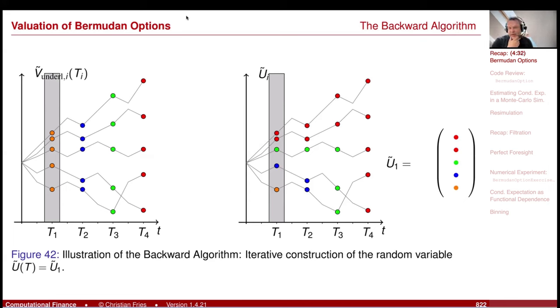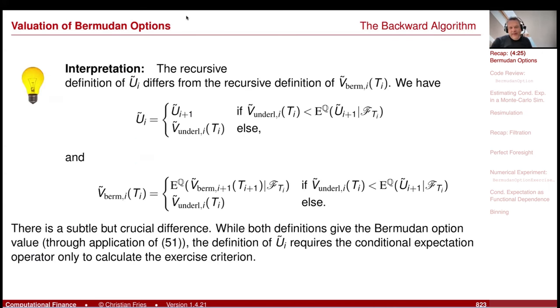Then I can now represent the value of the Bermudan as an unconditional expectation. And the nice thing is that now this conditional expectation is only in the condition here, in the exercise criterion that compares the expected value of continuing to the value of the underlying. So this is the important difference here. We do not have the conditional expectation anymore in this part.